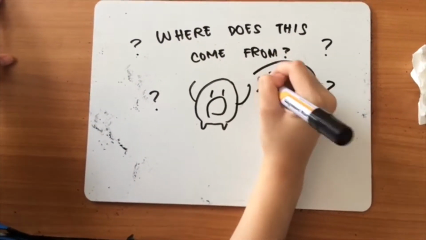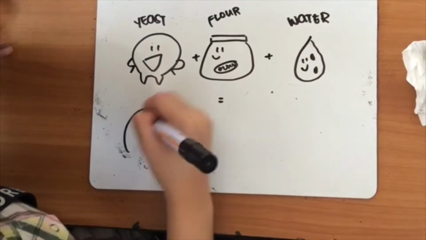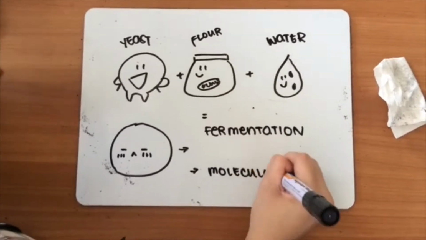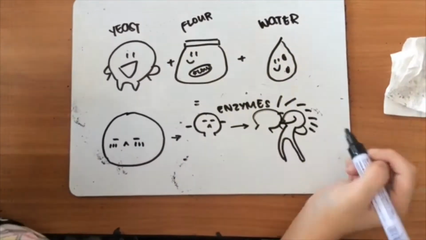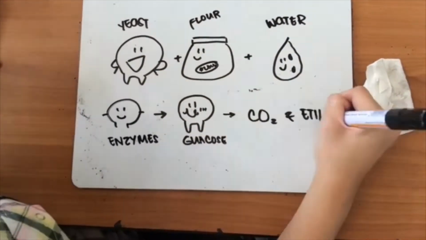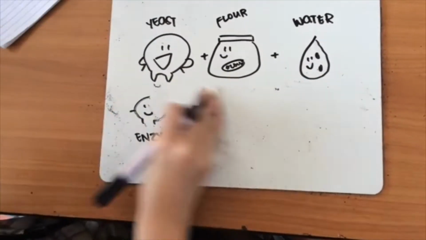It comes from yeast. Yeast, flour, and water, when mixed together, create a sticky white dough. Because of this, there is fermentation and molecules are still moving. Enzymes from the yeast attack the starch, breaking it down to glucose. Other enzymes transform glucose to carbon dioxide and ethanol. CO2 bubbles up through and lets the dough rise.